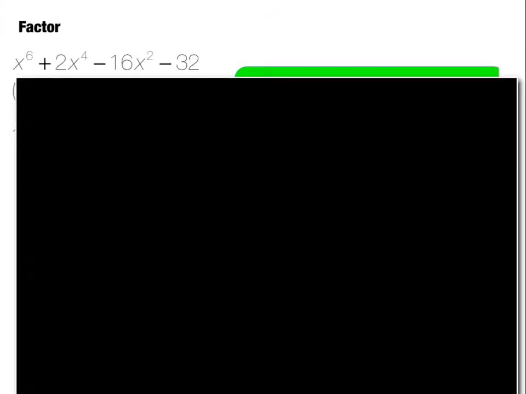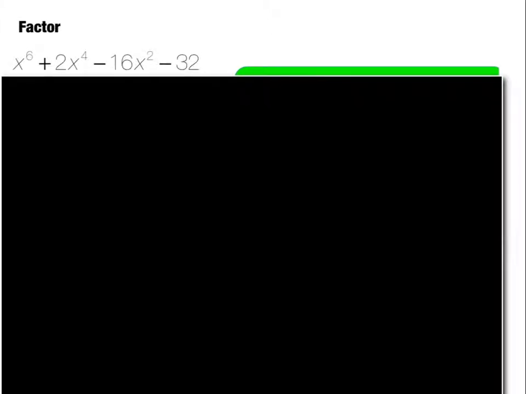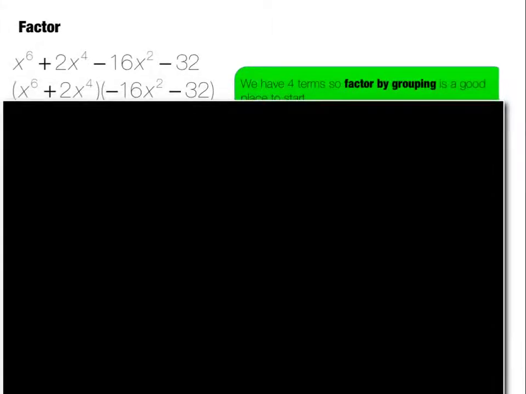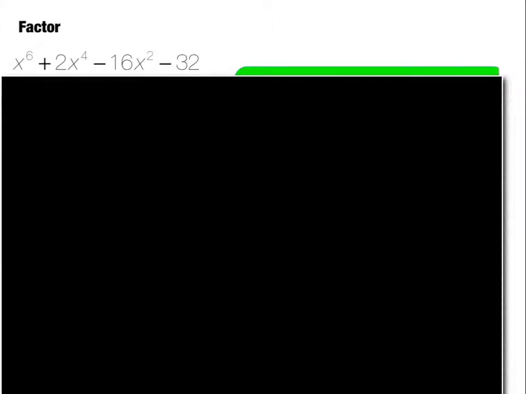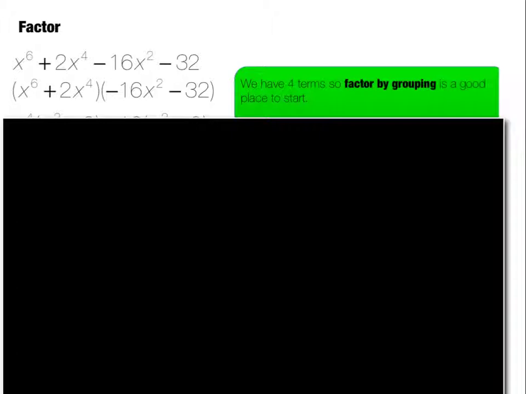Here's our second part. This is factoring with 4 terms to start with. Here's another technique that is pretty easy, pretty common. What we see here is we have 4 parts. Anytime you have 4 parts, you want to start off by factoring by grouping. So we've got a little description of how this works. When you have 4 terms, factoring by grouping is a great place to start.